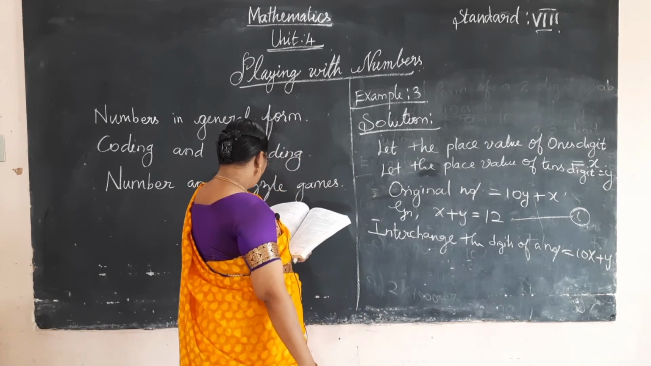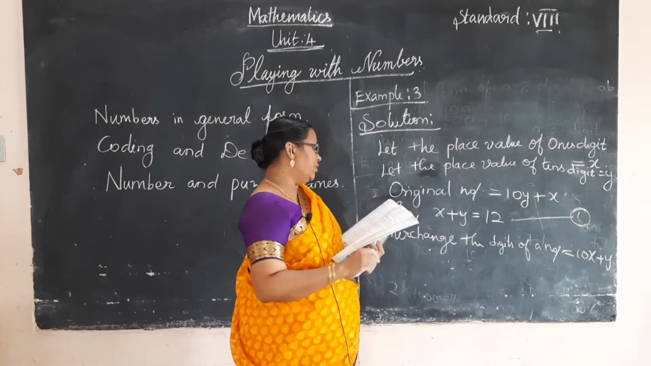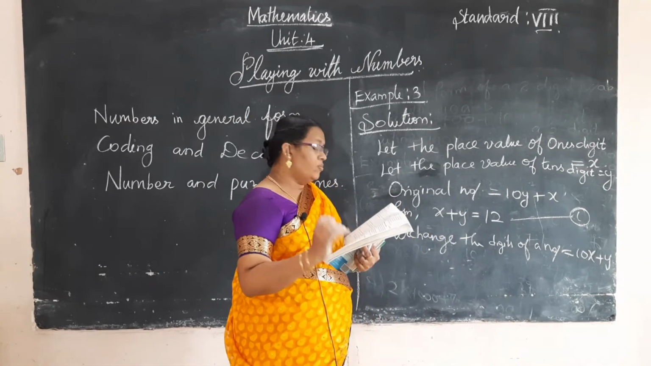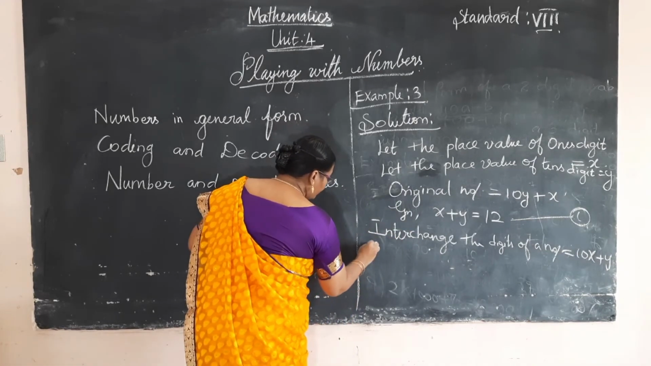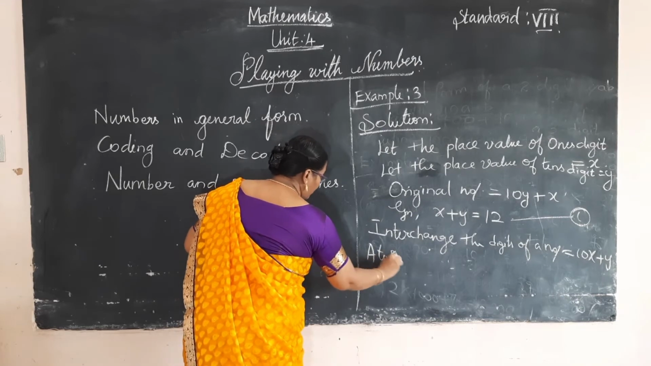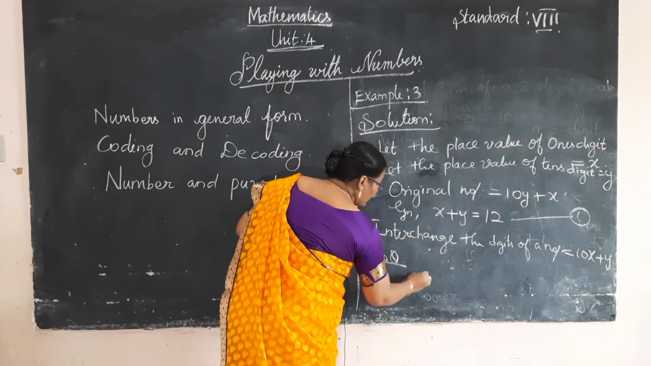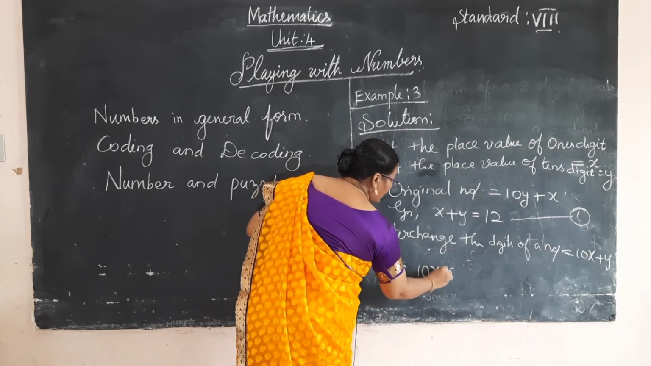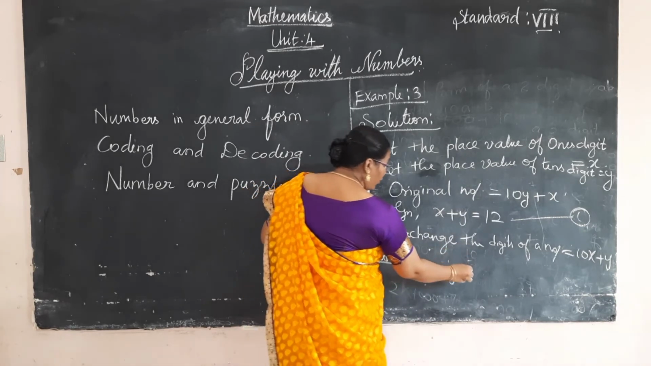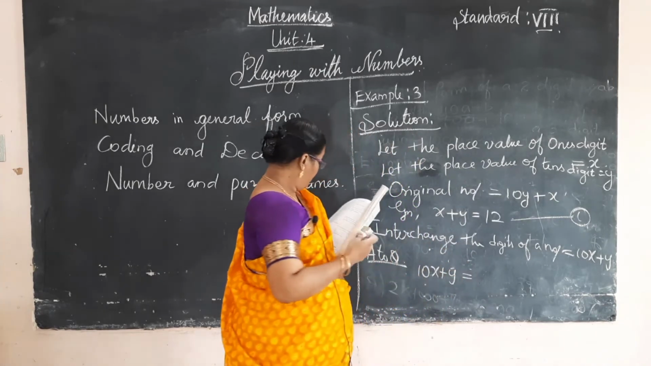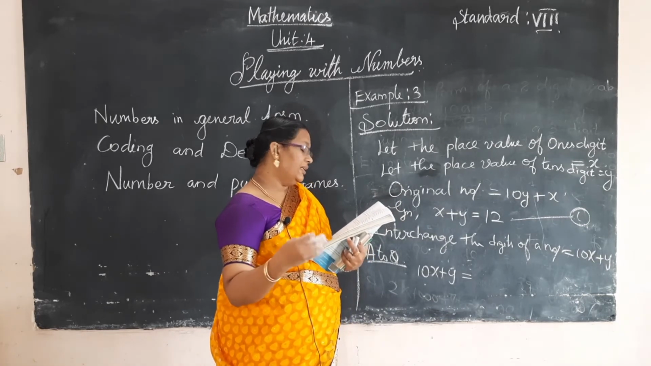And the next condition is, if both digits are interchanged, then the newly formed number is 36 more than the original number. So according to the question, interchanging the number gives 10x plus y is equal to, then the newly formed number is 36 more than the original number.